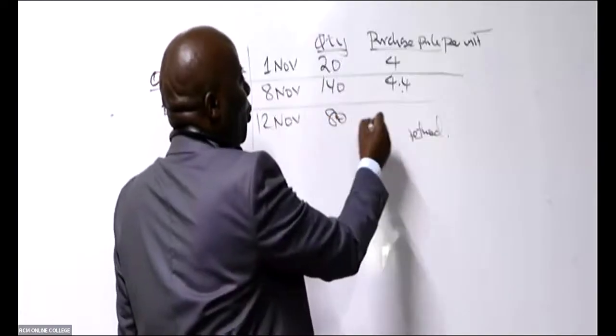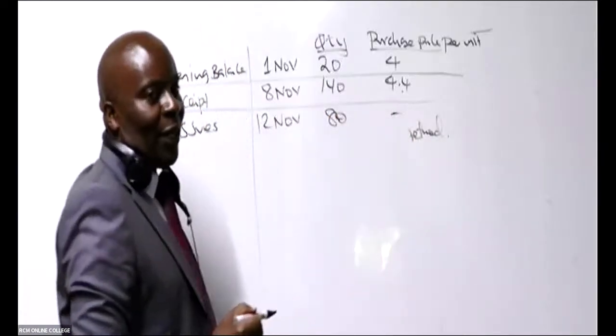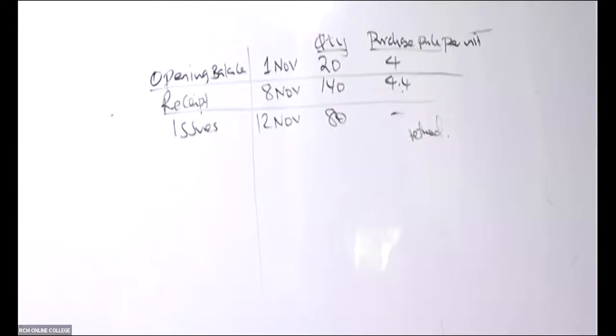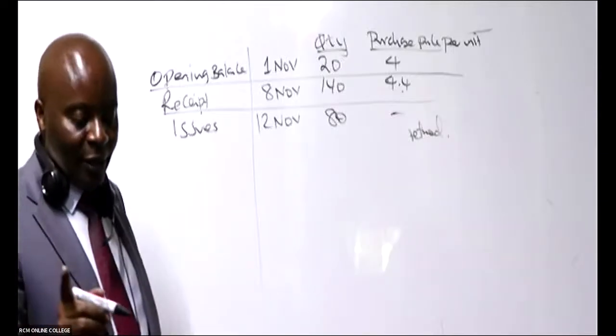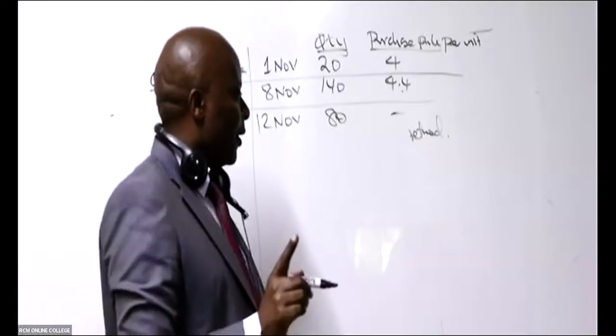Whenever you're issuing, the purchase price cannot be given. And if it's given, it is irrelevant.